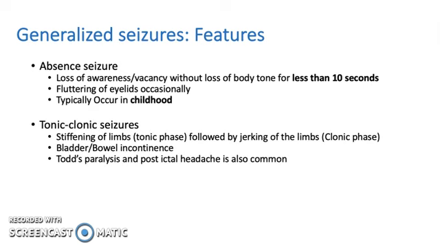Tonic-clonic seizures are seizures that occur in two distinct phases. The first phase involves generalized muscle contraction, which usually results in the patient falling to the ground. This phase may also be associated with tongue biting. This is then followed by the clonic phase, characterized by generalized rhythmic jerking of the limbs. This type of seizure may be associated with bladder or bowel incontinence. Post-ictal features of this seizure include headache, amnesia, fatigue, and weakness.